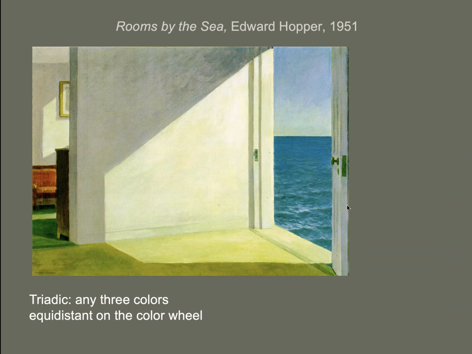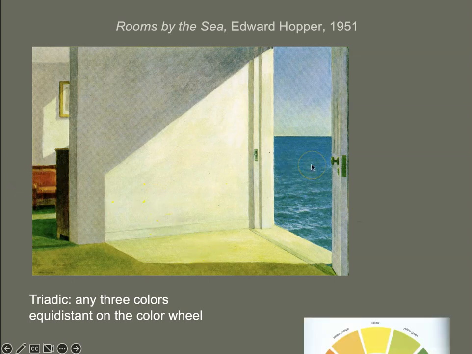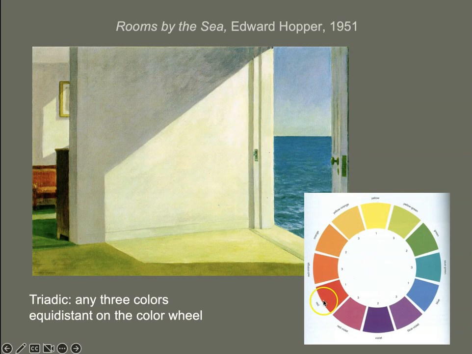Triadic refers to any three colors that are equidistant on the color wheel. This is Rooms by the Sea by Hopper from 1951. And in it, we're actually seeing a primary color scheme. You see the red, yellow, and blue, and those are equidistant on the color wheel. So we could refer to this as a triadic color scheme or a primary color scheme.